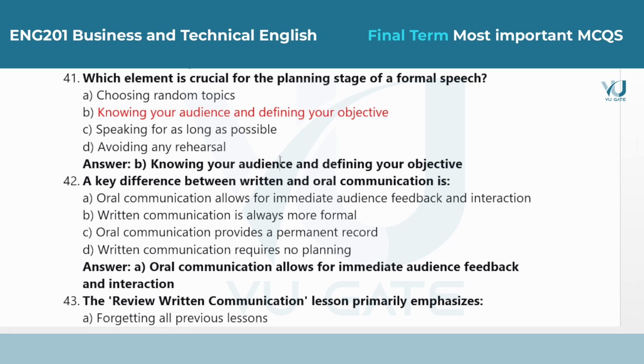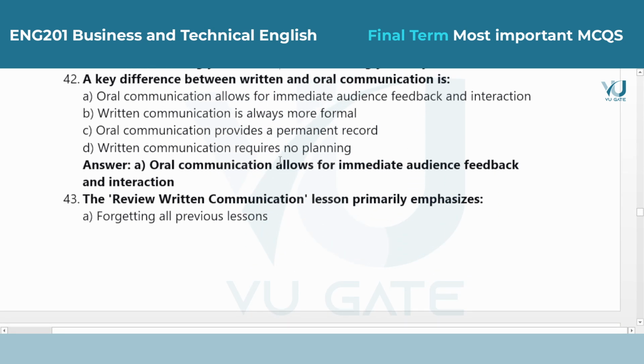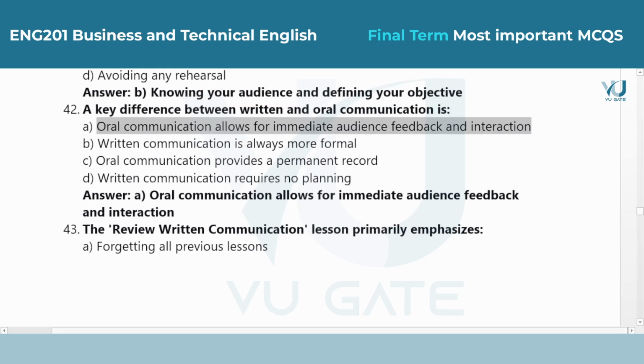42. Question. A key difference between written and oral communication is. Answer. A. Oral communication allows for immediate audience feedback and interaction. Concept. Speakers can adjust their message in real time based on the audience's facial expressions or questions.